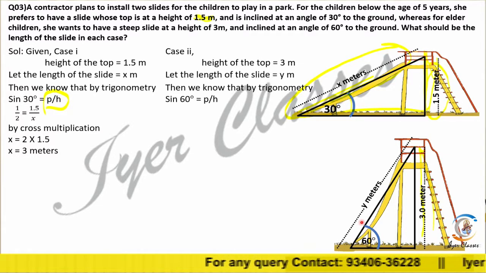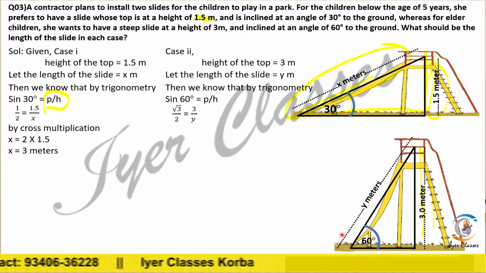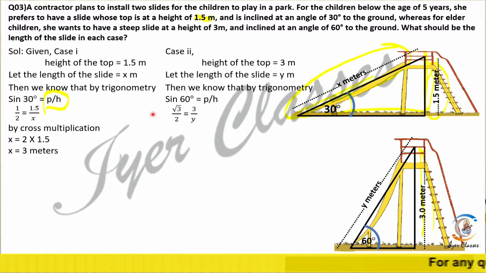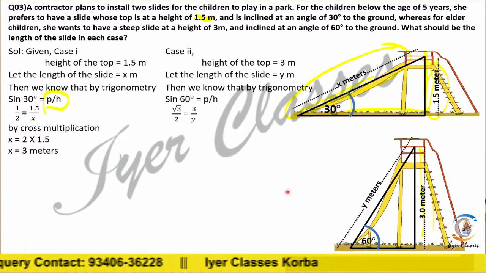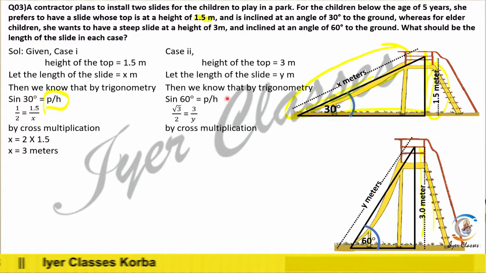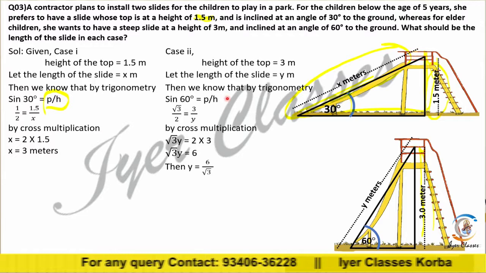Sine theta, we already know, is equal to perpendicular by hypotenuse. So sine 60, you know, is equal to root 3 by 2. Apply this: 3 by y, because the perpendicular is given as 3 and the hypotenuse you don't know, you have taken it as y. Cross multiply. You get root 3 y is equal to 2 into 3, which is equal to 6. So y is equal to 6 by root 3.